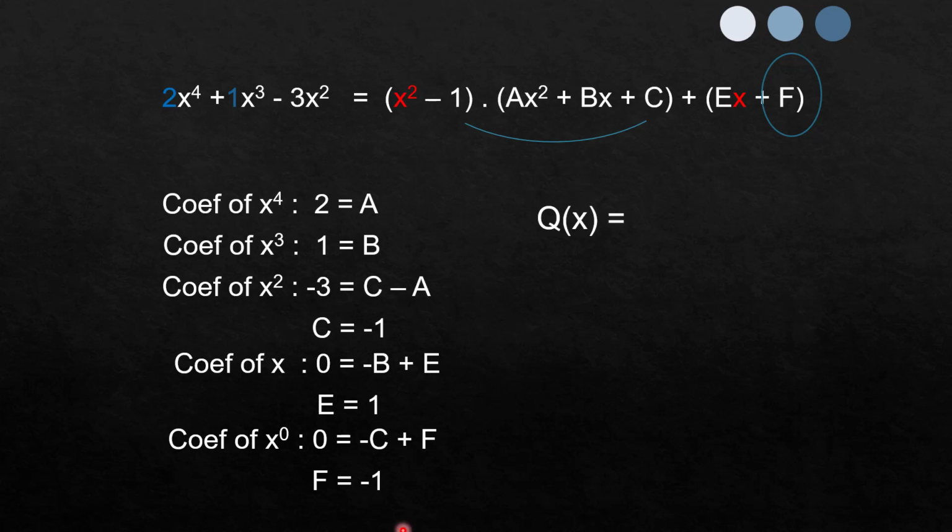So that the Q(x), which is ax squared plus bx plus c, can be substituted to become 2x squared plus x minus 1. And for the remainder, with the degree 1 here, is x minus 1. So that's how you use the comparing coefficient. Let's have another exercise later.